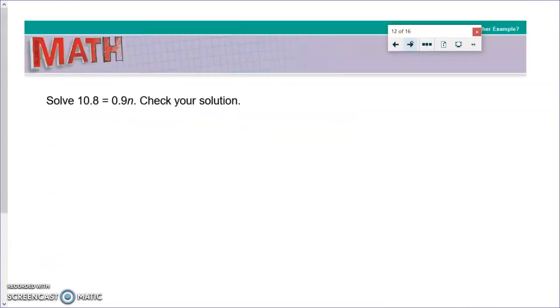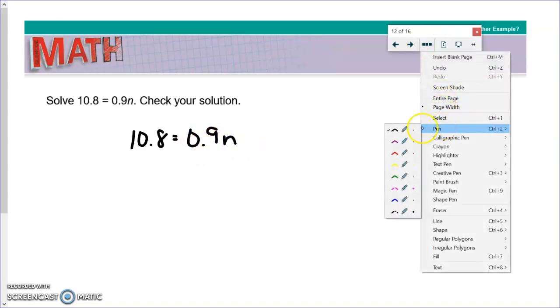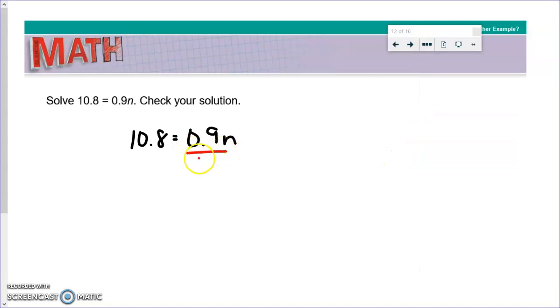So take a second and try and solve for our n. Since we have a decimal as our coefficient, our 0.9 n, they are multiplying. So we can do the inverse operation, which would be to divide by that 0.9 on both sides. And what we end up getting is a whole number of 12 equals our n.